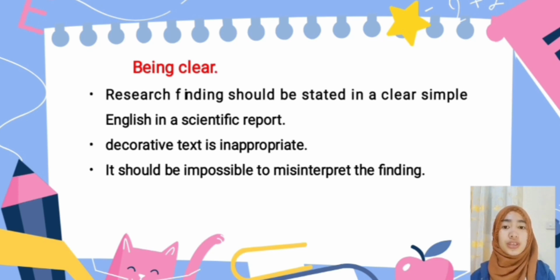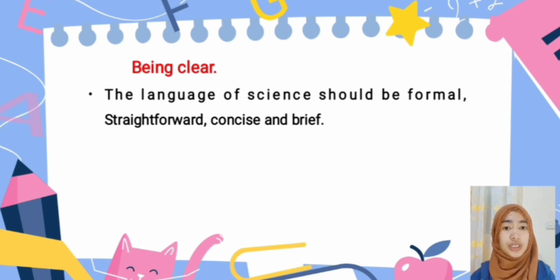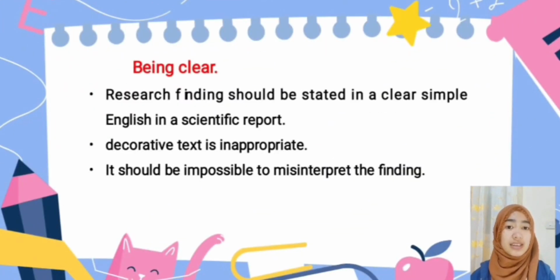Usually in literature or writing novels, writers use metaphorical or flowery language to attract the reader, but in scientific papers, such language is avoided. This is because the language of science should be formal, straightforward, concise, and brief. Using such complicated or decorative text may mislead the findings and the reader may not understand the message properly.